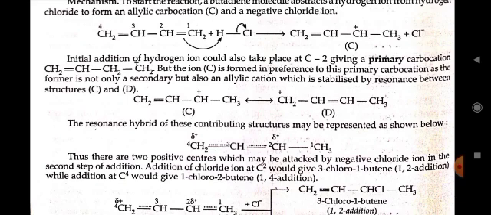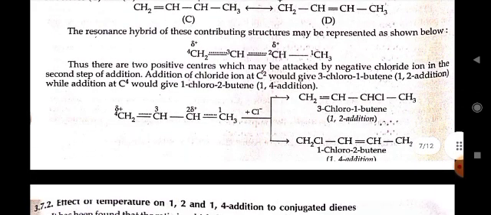C is formed in preference to this primary carbocation, as the former is not only a secondary but also an allylic cation which is stabilized by resonance between structures C and D. The resonance hybrid of these contributing structures may be represented as shown below.